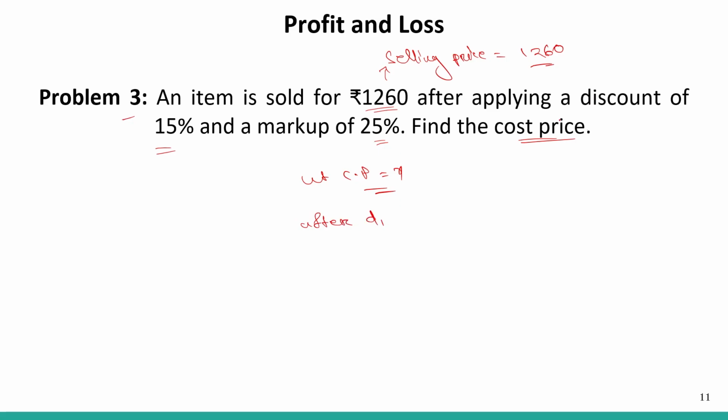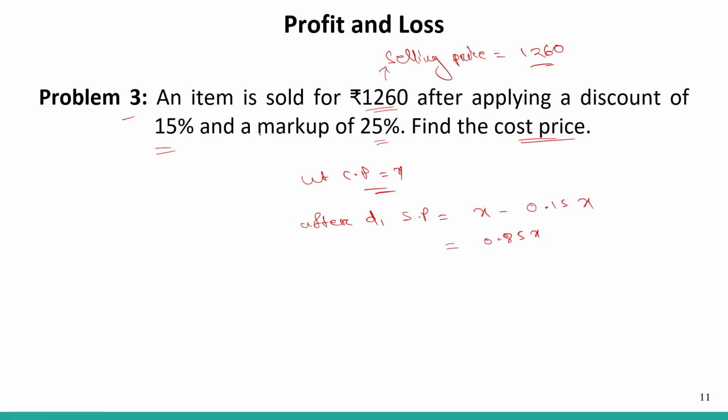So if cost price is equal to X, then after D1, that is discount 1, what we are left with is after D1 SP will be, not 1260, it will be X minus 0.15 X, right? Because we have 15% discount. So after the 15% discount, the amount will be 0.15 into X, that is cost price into 15%. So after subtracting that much from the cost price, what we are left with is 0.85x, right?